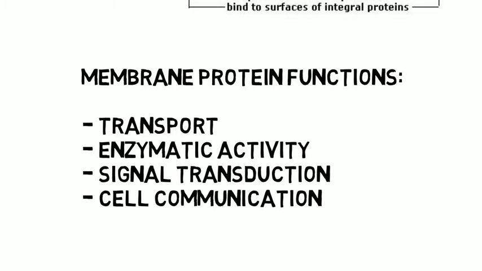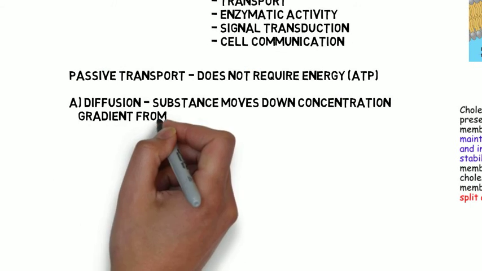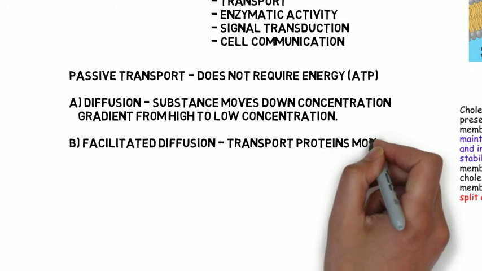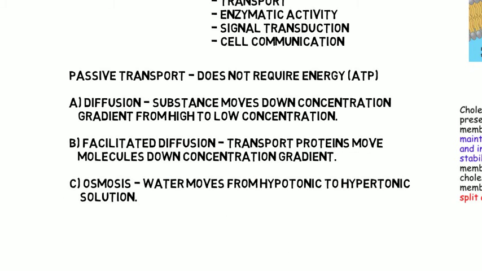Passive transport and active transport are the two main types of transportation. Passive transport does not require the cell to use ATP. Diffusion is a type of passive transport in which a substance moves down its concentration gradient from an area of higher concentration to an area of lower concentration. In facilitated diffusion, transport proteins move molecules down the concentration gradient.